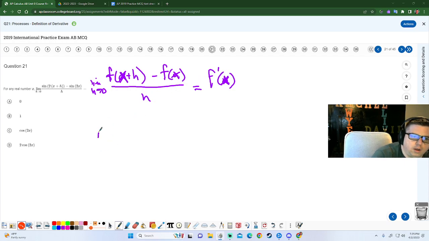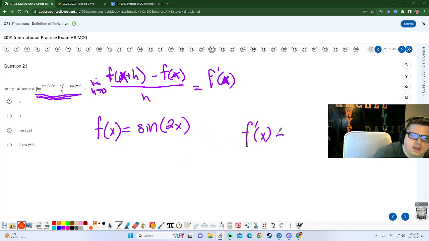So what we want is to know what the function is. And if you look at this back one, the sine of 2x. And what they want is the derivative of that, because that's what this limit actually says. That limit is actually trying to tell us to take the derivative of the function.